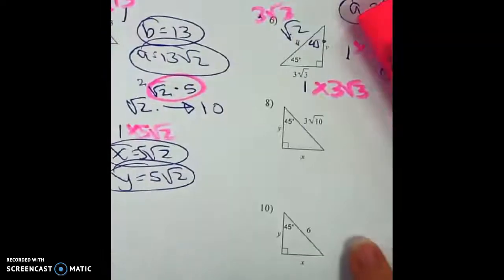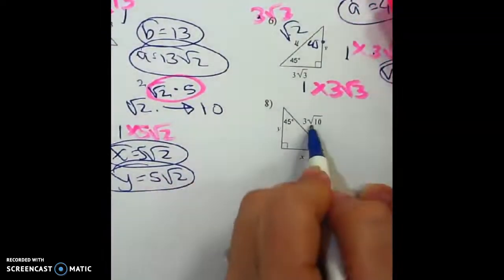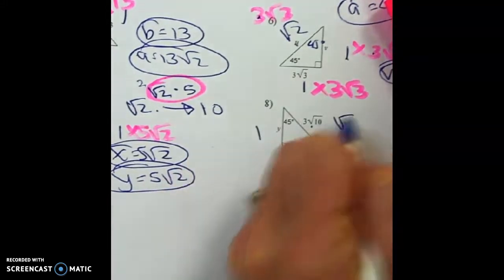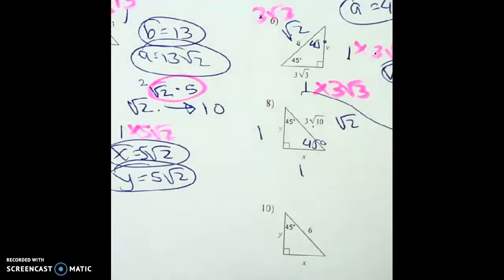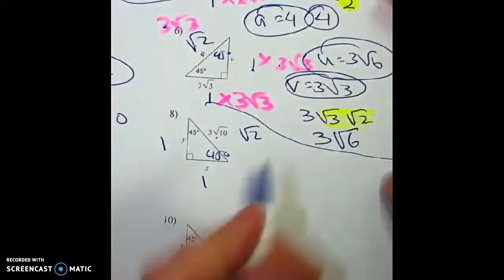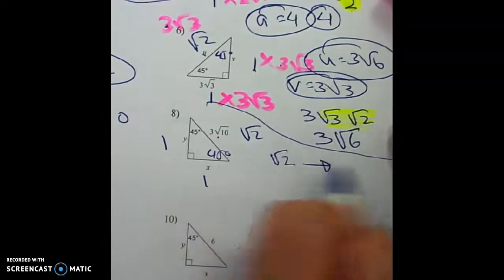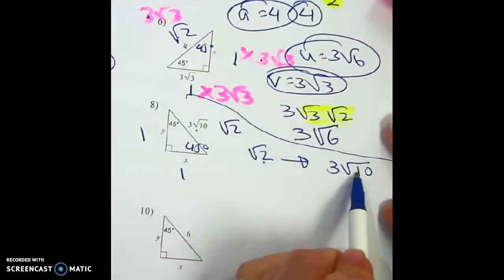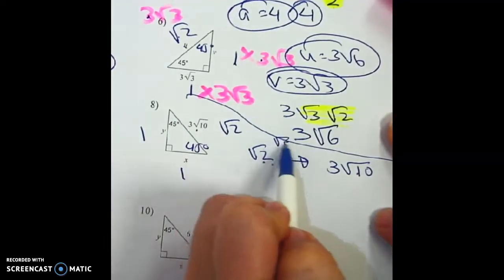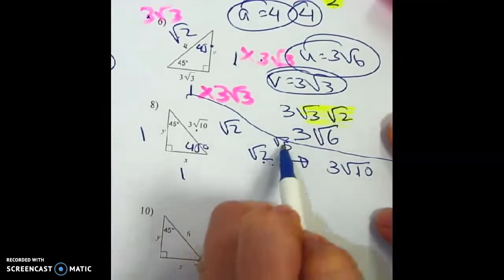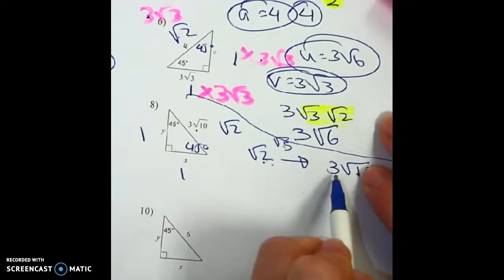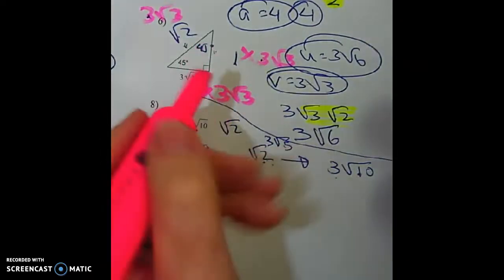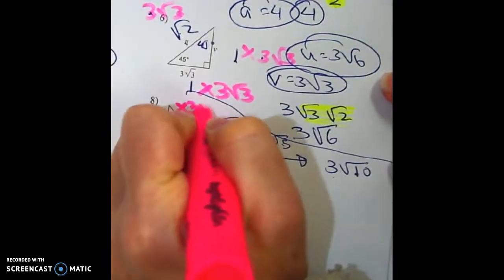All right, number 8. So, this time I have 45, 45, 90, 1, 1, rad 2. Okay, this time I need to go from a square root of 2 all the way to 3 rad 10. So it's still a square root. So that means if I multiplied by square root of 5, the square root of 2 times square root of 5 gives me the square root of 10. But then there's also a 3, so I multiply by 3. Therefore, my ratio is times 3 square root of 5.